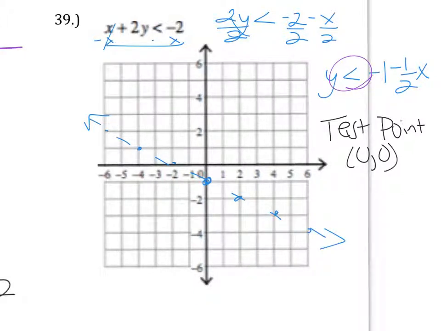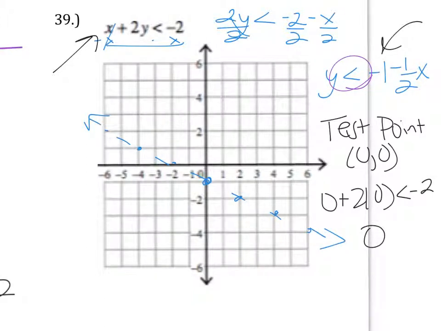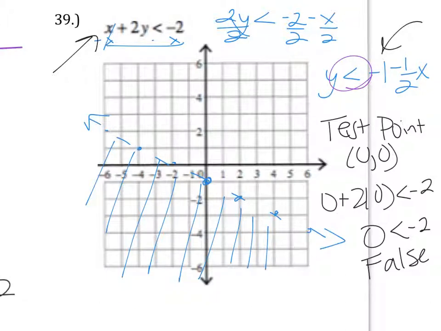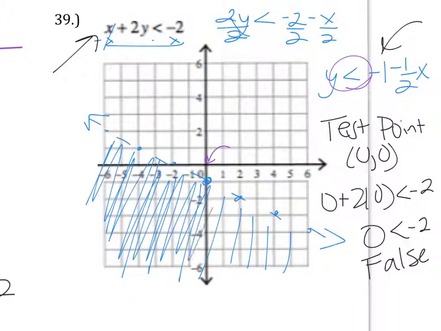So I'm going to plug 0 back into the equation, and you could plug it into the original or into the new equation. It doesn't matter. I'll plug it back into the original. So 0 plus 2 times 0 is less than negative 2. So that becomes 0 is less than negative 2, which is false. So since that is false, we are going to shade in the opposite area. So because 0, 0 is above the dotted line, so 0, 0 is right here. Because that's false, we are going to shade on the other side of our dotted line. So everything below that dotted line would satisfy that inequality.